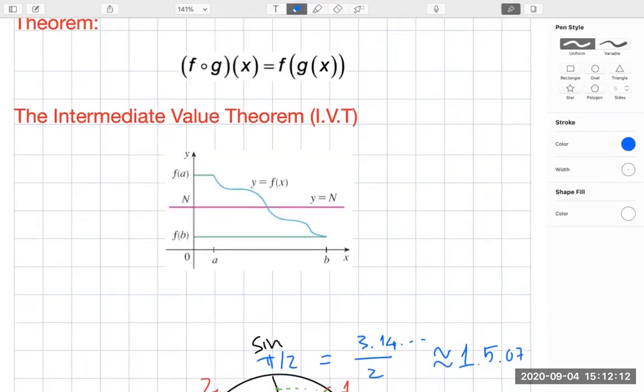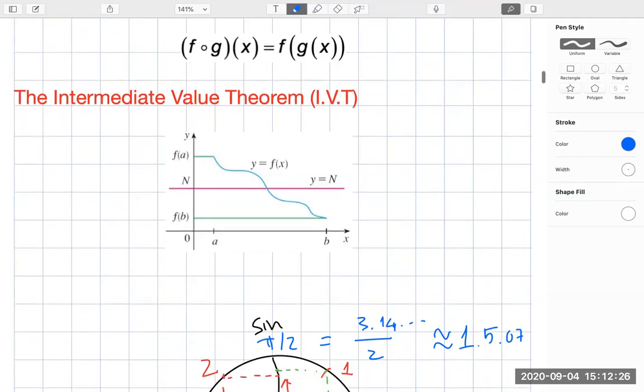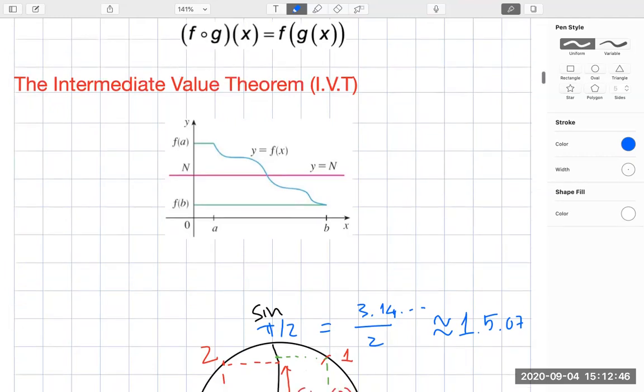And the intermediate value theorem says that if f is continuous on the interval from a to b, f of a is different from f of b, and n is any value between f of a and f of b, then there is a c between a and b such that f of c is n.